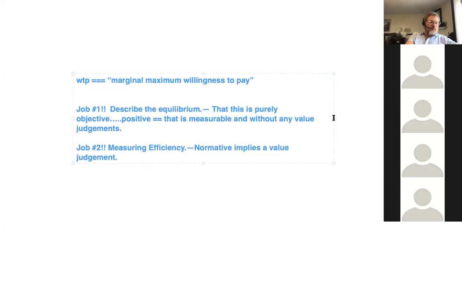Okay, we only have a few minutes left, so I'm going to talk for another second about the first fundamental welfare theorem. Remember, we said competitive markets are efficient. So we have to understand what we really mean by competition.